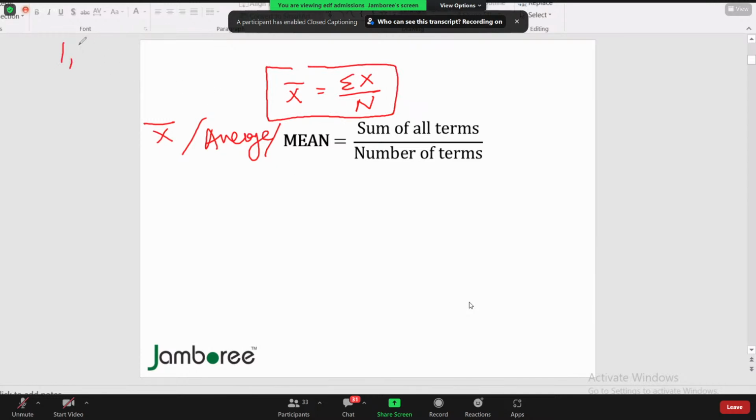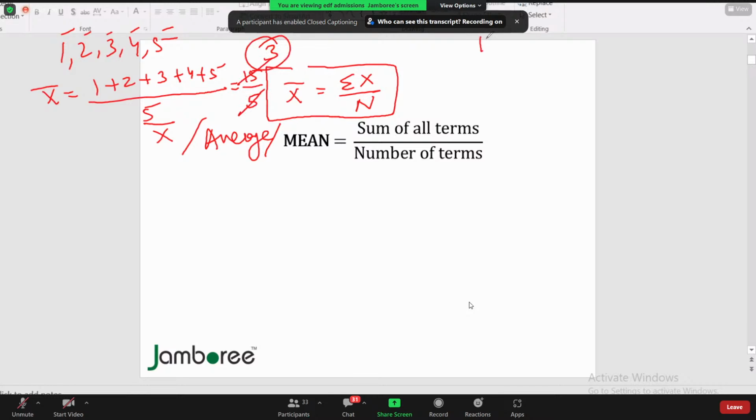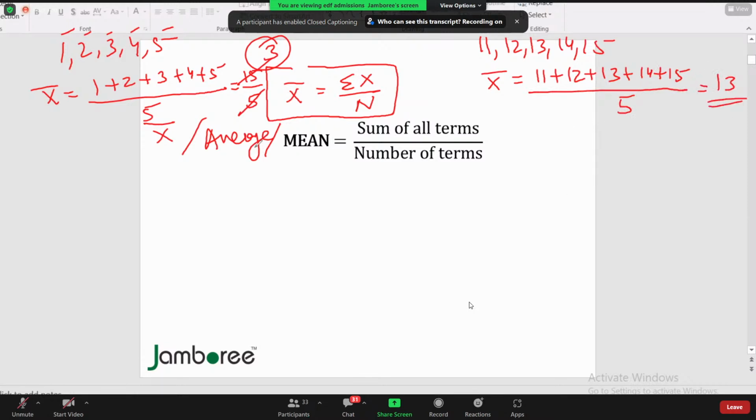If the series goes by 1, 2, 3, 4, 5, then the mean of the series will be simply 1 plus 2 plus 3 plus 4 plus 5 divided by the number of terms, which is 5. So it will turn out to be 15 over 5, which gives you the mean as 3. Let's say the terms go by 11, 12, 13, 14, 15. In this case, the mean will be 11 plus 12 plus 13 plus 14 plus 15 divided by 5. Upon solving, it will give you the mean value as 13.